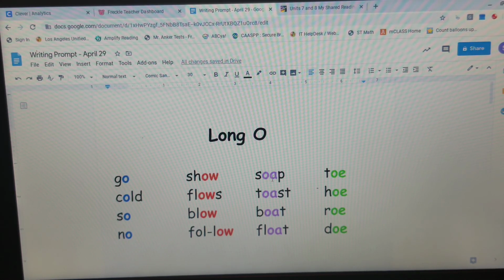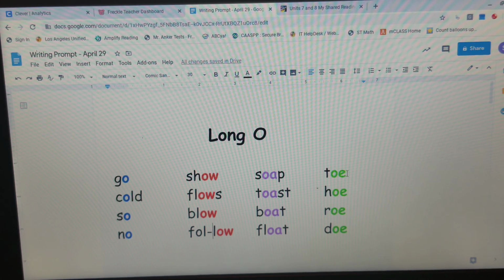Next group. OA says O. Soap. Toast. Boat. And float. Our last group, OE, says O. Let's read. Toe. Hoe, a small garden tool. Roe, this roe are eggs from a fish. And then doe, a female deer.